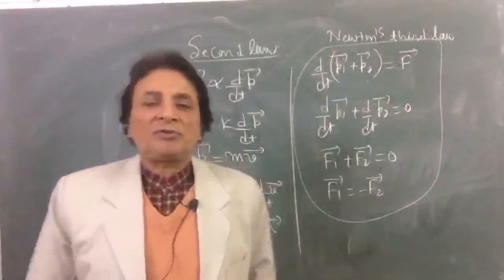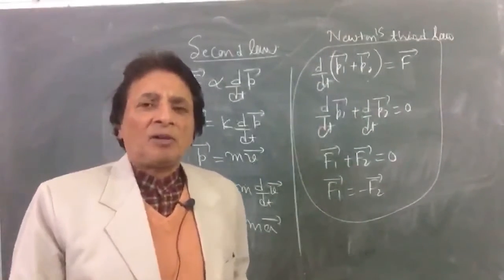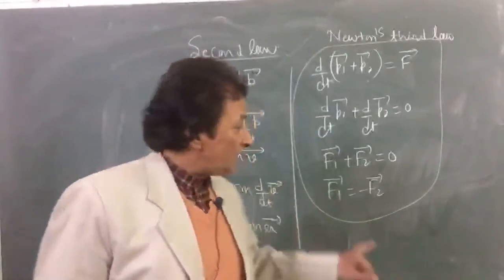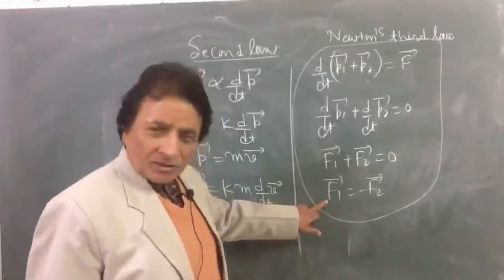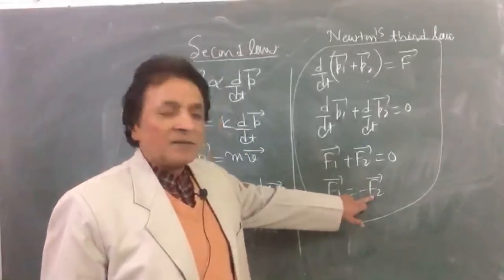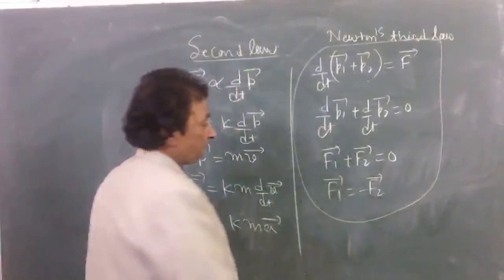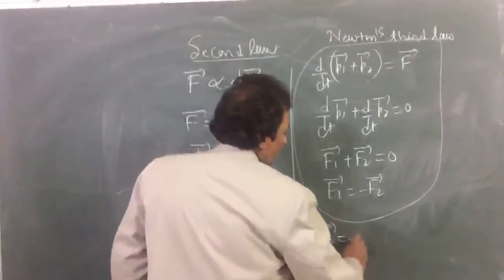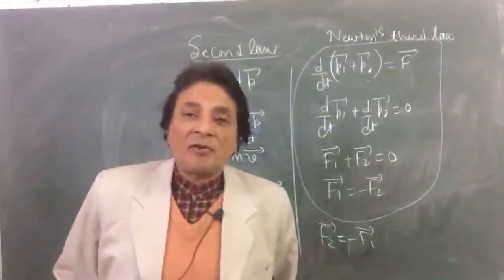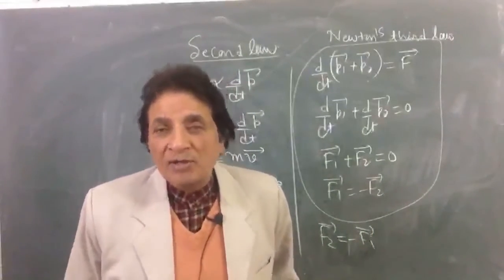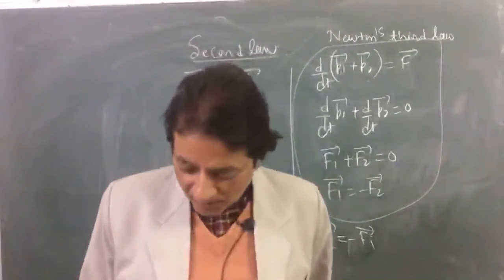You may put one question, students. What do you say about the third law? It tells that forces coexist in pairs. This is action, then this is reaction. If F2 is positive, then F1 is negative. It means action and reaction coexist in pairs.